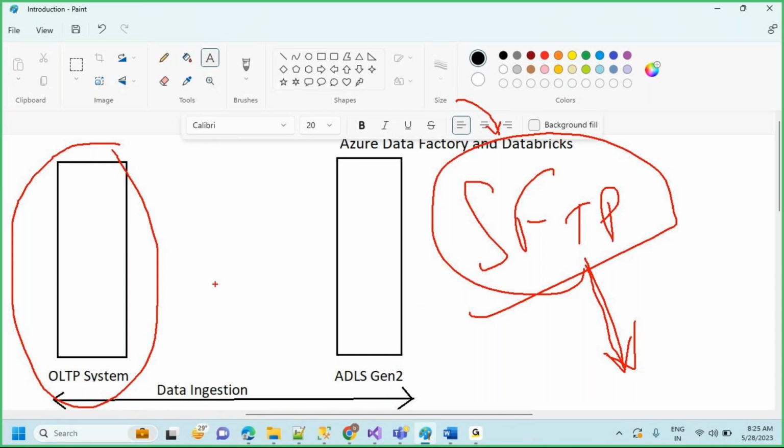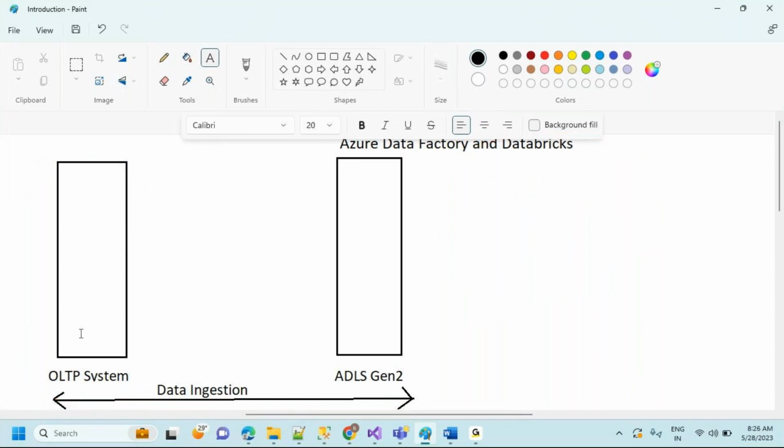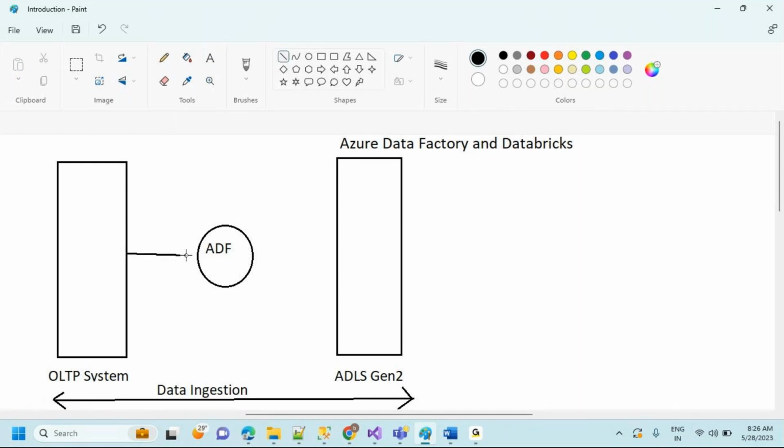To understand, I'm just saying this is an OLTP system. We need to ingest the data, and to ingest this data I'm going to use Azure Data Factory. Azure Data Factory is used to extract data from various data sources.